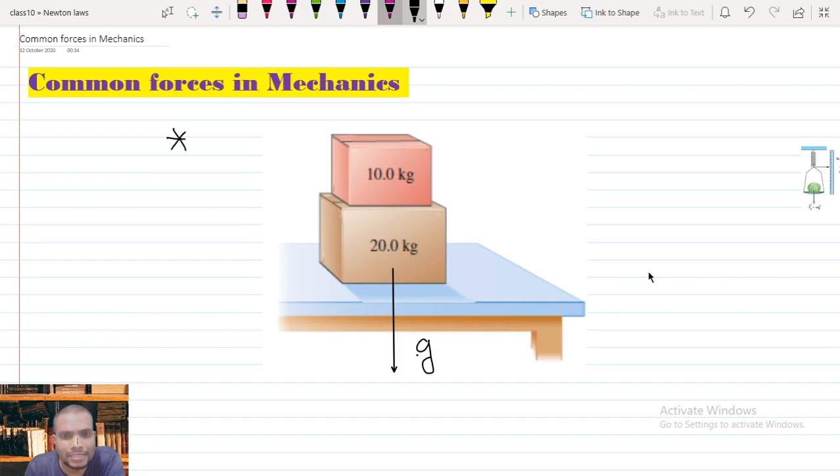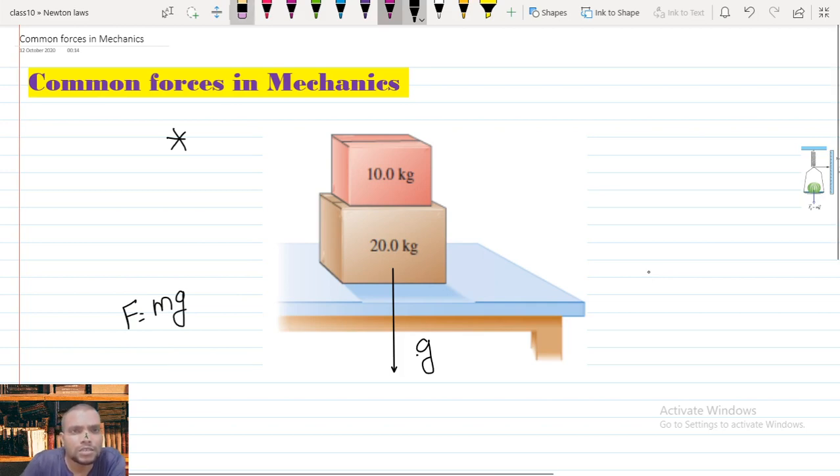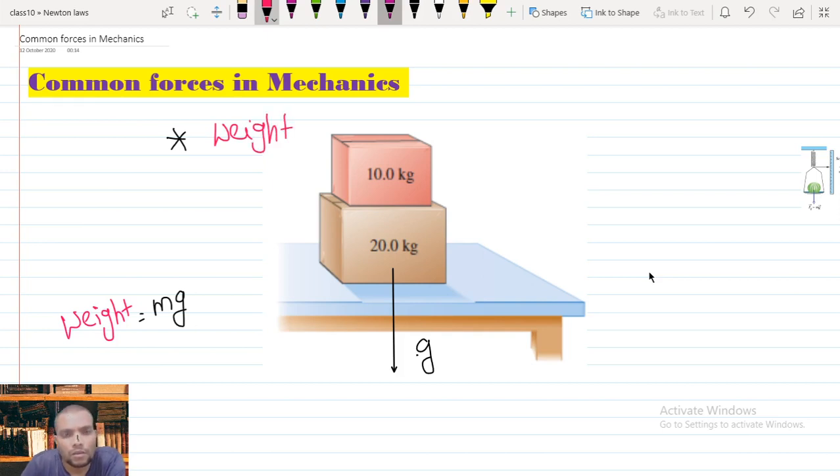Because of the gravity, and here the object having mass, there is a force which is acting in the downward direction. That force we can write as F equal to mg. So this force only we call as weight. Yeah, weight is a force. Weight is a force. It's not a measure of a mass. Don't be confused by that. So the first force we know about is weight.